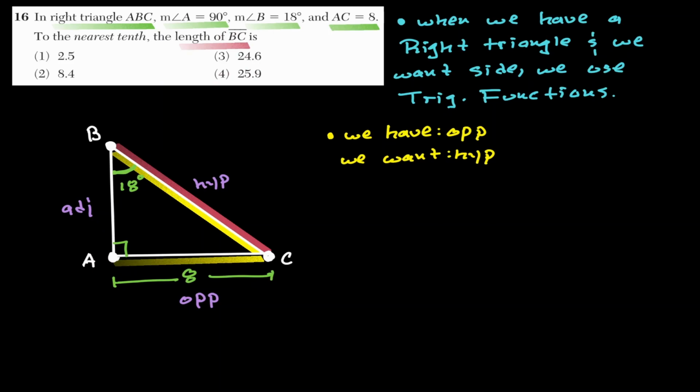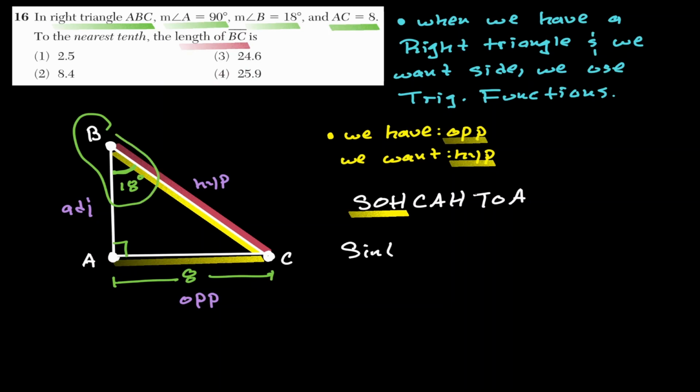So now let's think about which trigonometric function will help us with that. Well, let's remember our acronym, SOHCAHTOA. If opposite is what we have and hypotenuse is what we want, then notice that we can use the sine function. Sine is opposite over hypotenuse. So we are going to have the sine of our reference angle, which, notice that we use B to label our triangle, so that is 18. That is equal to the opposite, which we have as 8, over the hypotenuse, which is what we want, BC. So now let's try to solve for BC.